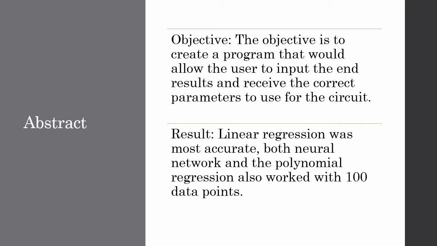Rather than going through the process of trial and error to find these desired values, we tested out 3 different machine learning algorithms to see which one was most suitable to solve the problem of inverse design. We trained them to take in 6 resistor values and use them to predict the gain. Linear regression was successful to some degree and provided the most accurate results. Neural networks and the polynomial regression were not as accurate, but worked with around 100 data points. We concluded that the second-degree polynomial may have been overfitted to the training set.